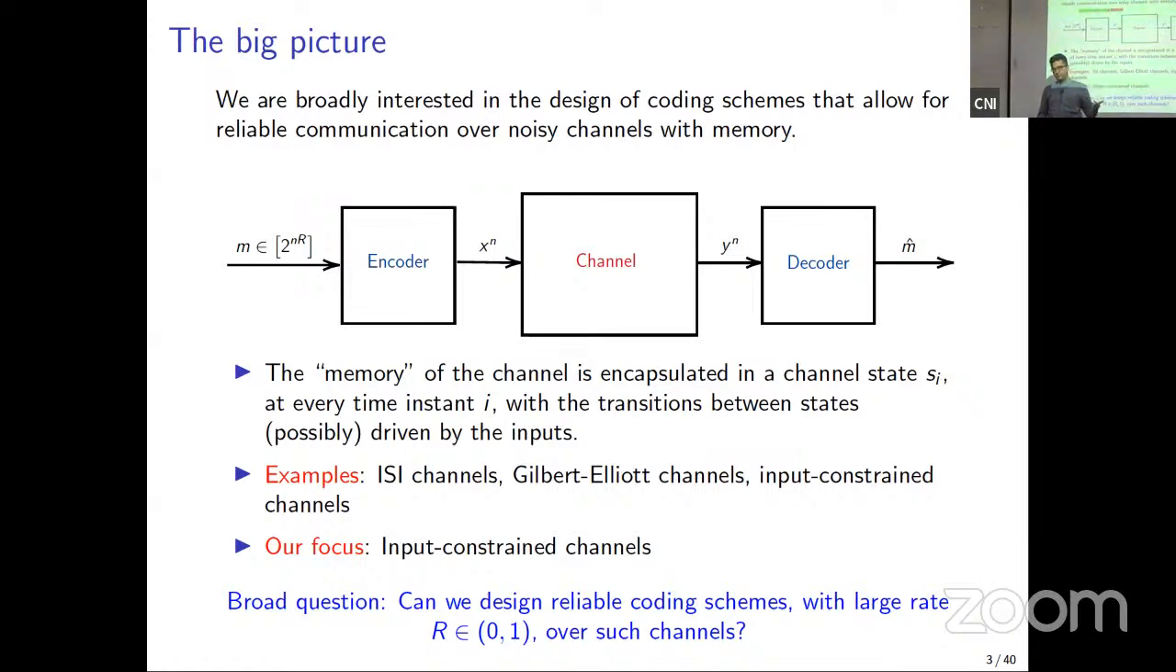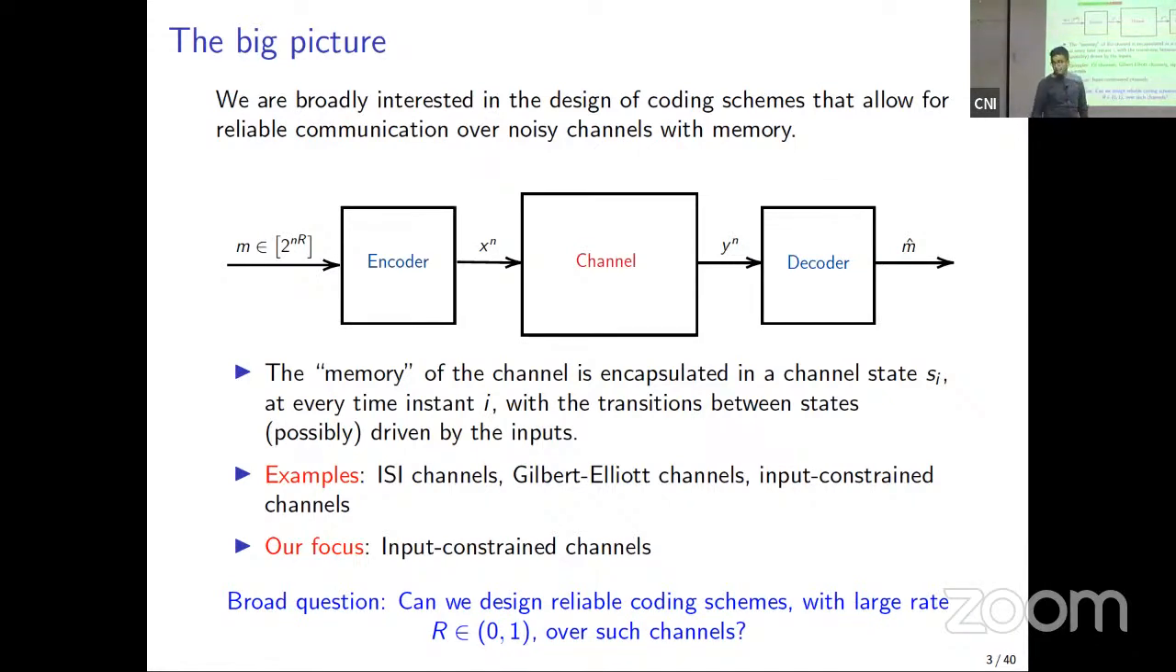Then you can have channels with larger memory. They need not have two to the power of the memory number of states. The memory in that case, you just define as the length of time you need to wait till it basically forgets the initial state. This can be made rigorous, but I don't wish to because this talk is not going to. Okay. So what is the goal of this talk? Broadly speaking, we are interested in designing coding schemes over such channels with memory, and in particular over input constraints.